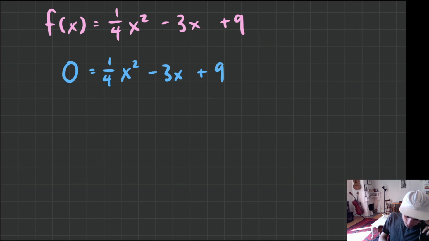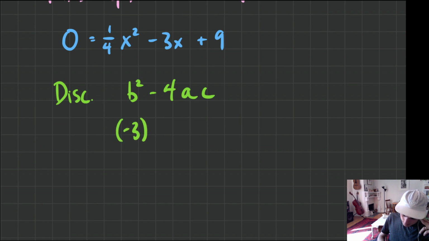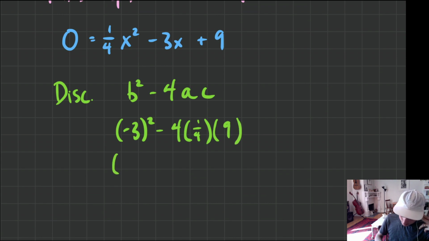So the discriminant, I'll just write disc, is b squared minus 4ac. b squared is negative 3 squared, minus 4 times a, which is 1/4, and c, which is 9. So this gives me positive 9, because negative 3 times negative 3 is positive 9, minus 4 times a quarter, which is 1, and 1 times 9 is 9. So I've got 9 minus 9, and that's equal to 0.